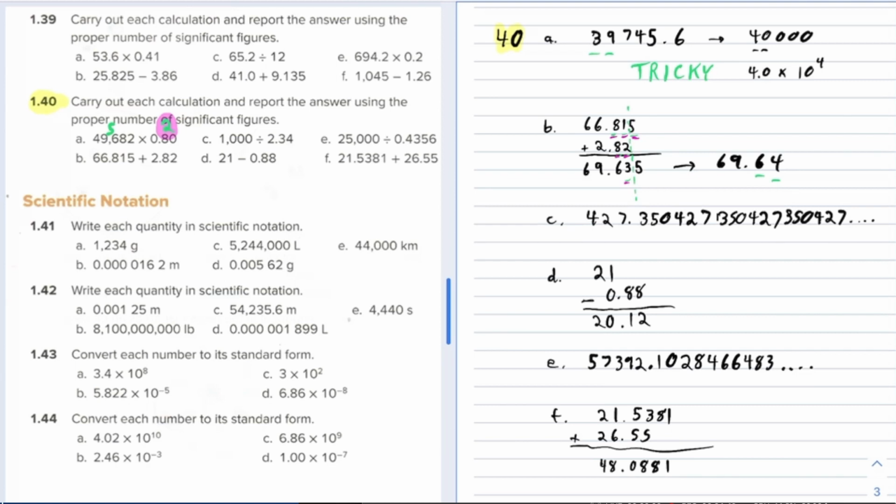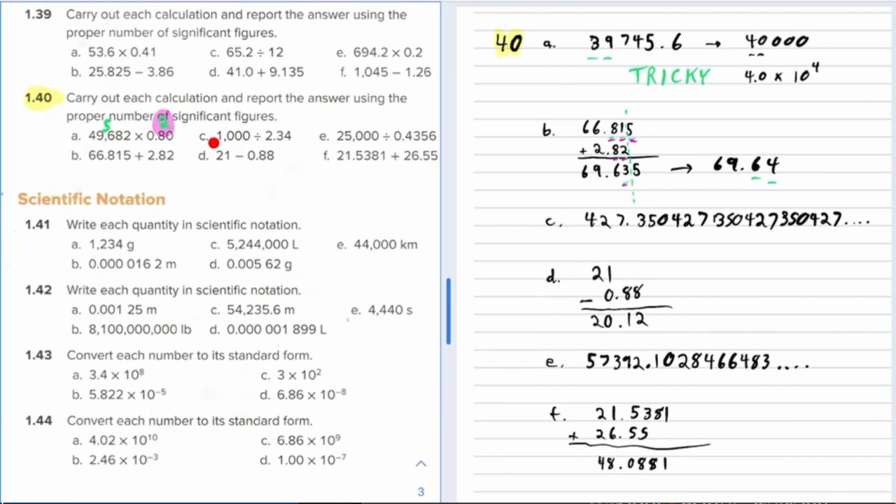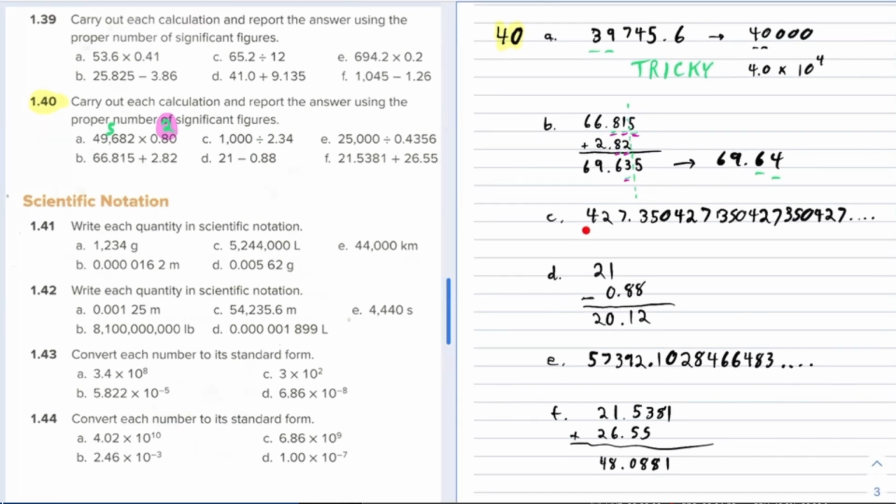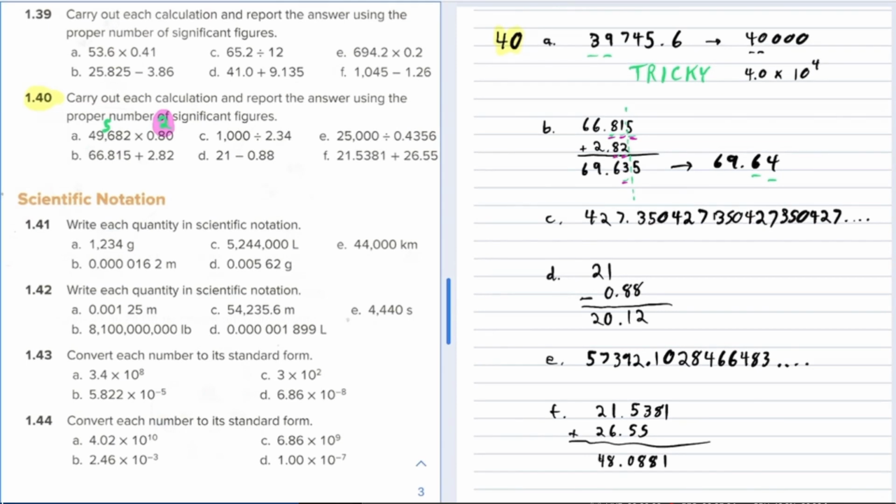For C, 1,000 divided by 2.34, this is easy enough to enter in the calculator, and you get this, 427.350427, 35, and it keeps on continuing, repeating 350427, but where do you chop it off? Well, again, this is multiplication division, so the answer has the least number of sig figs.